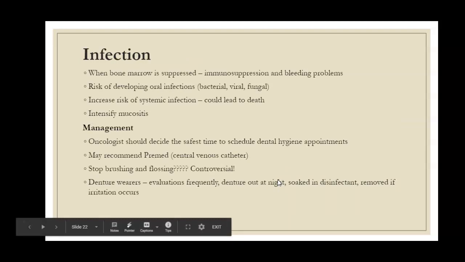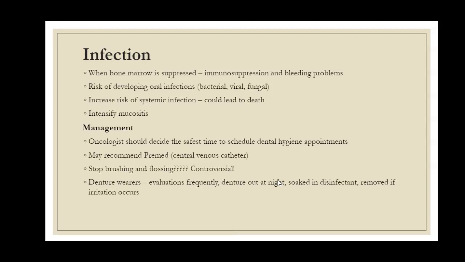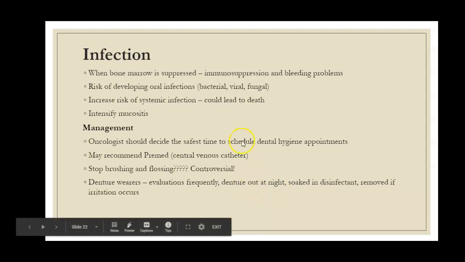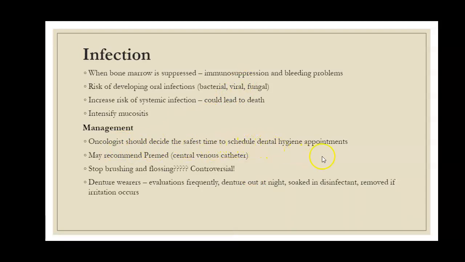Infection: when bone marrow is suppressed, or with immunosuppression and bleeding problems, there is a risk of developing oral infections. Of course, bacterial, viral, and fungal would be a big one. Increased risk of systemic infections that could lead to death or sepsis, and then intensifying mucositis. So infection, of course, is a big concern with the suppressed immune system. So management: the oncologist could decide the safest time to schedule dental hygiene appointments.